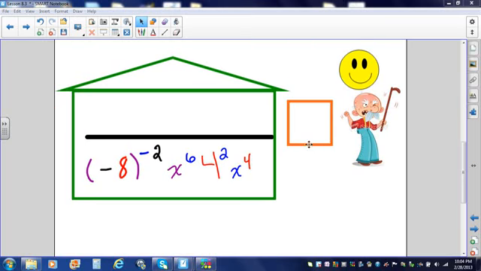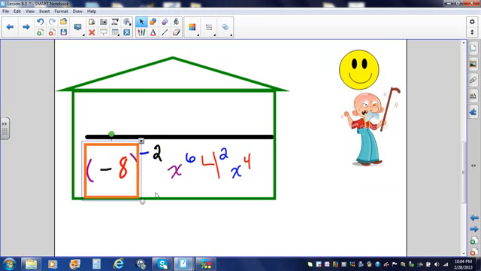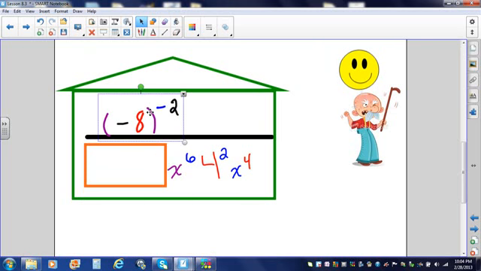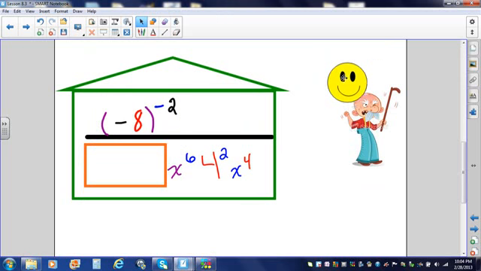So here's my problem now. I have an unhappy person, grumpy. I'm going to take this and move it to the top. When I do that, he becomes happy.